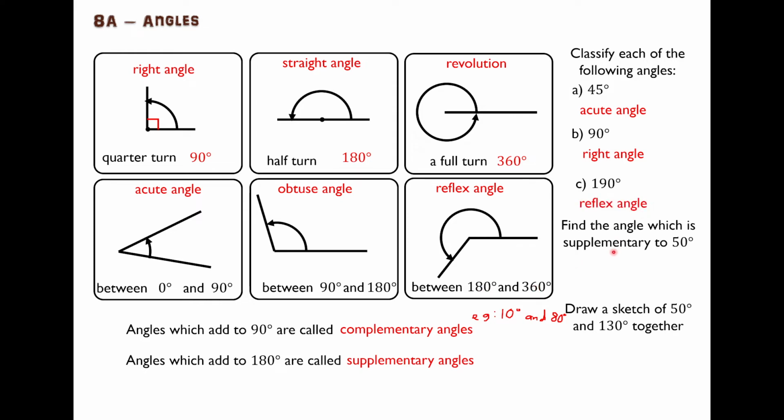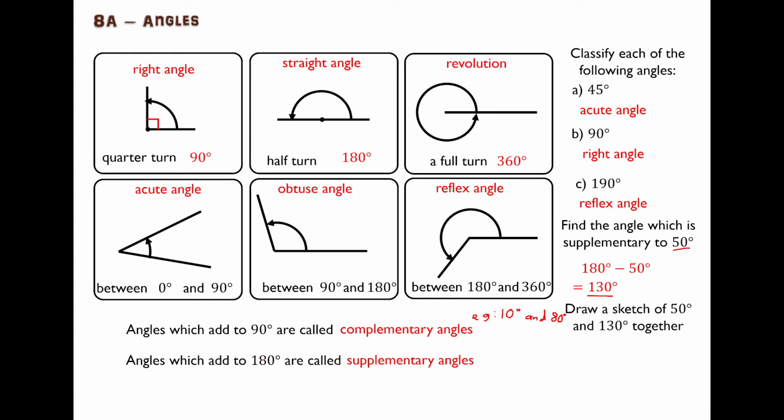We can look at supplementary angles, find the angle which is supplementary to 50 degrees. If I have a 50-degree angle, and I want to find the angle that's supplementary, this one and the other angle will add up to 180. 180 degrees, take 50 degrees, is 130 degrees. And sure enough, this and this together add up to 180 degrees, so they are supplementary.